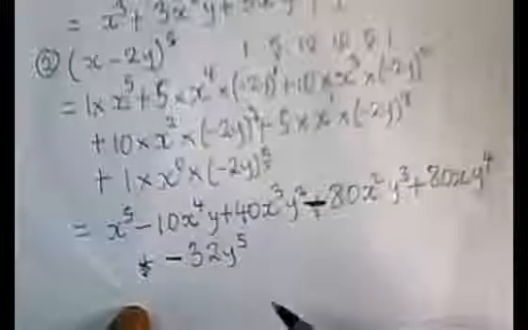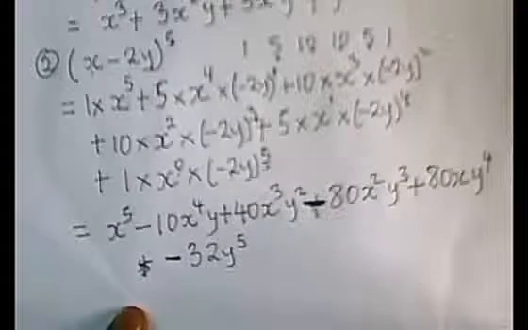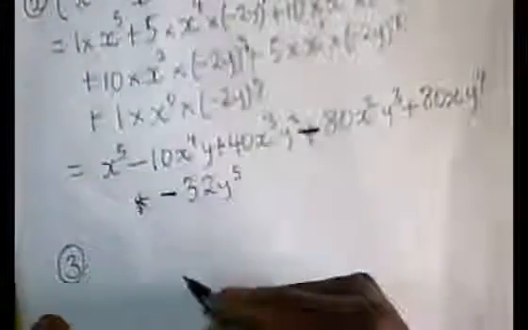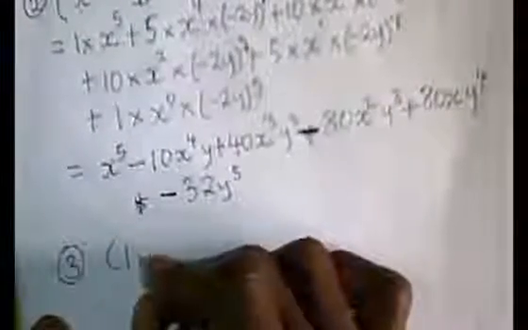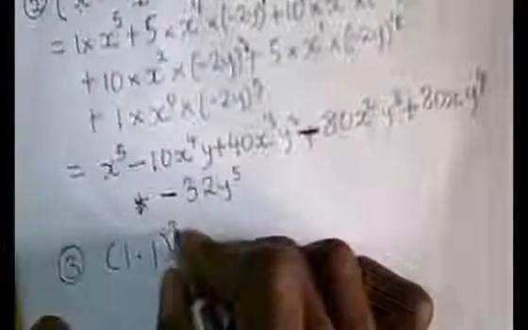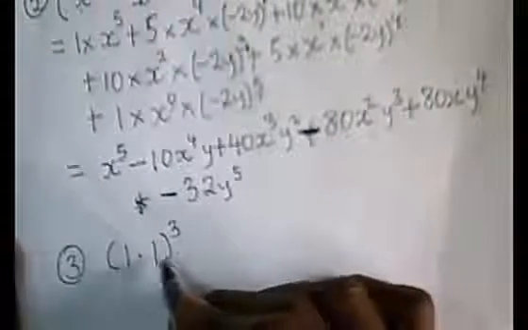I will quickly take one more example, and in that example I'm going to show us how we can apply the binomial expansion, how we can use it to simplify terms. For example, look at this term: 1.1 power 3. Now if we are asked to simplify 1.1 power 3, how are we going to do that?